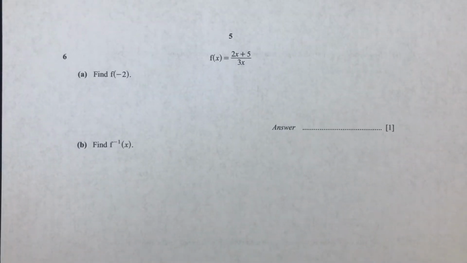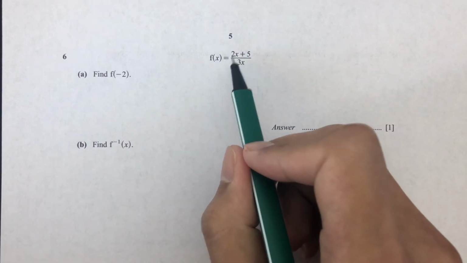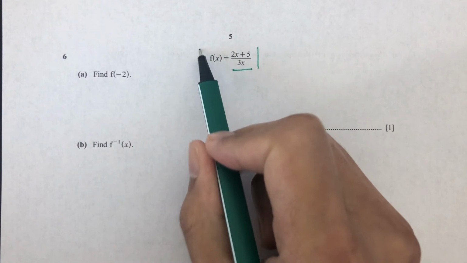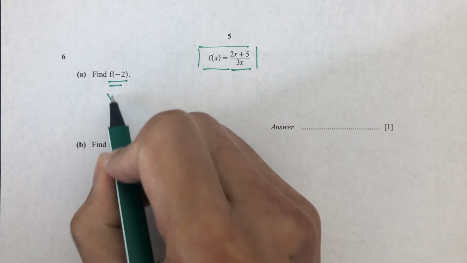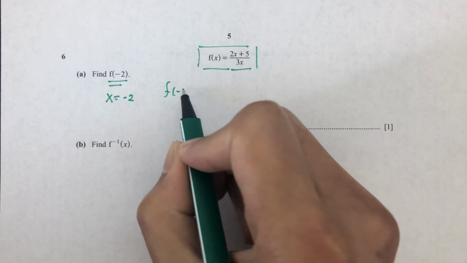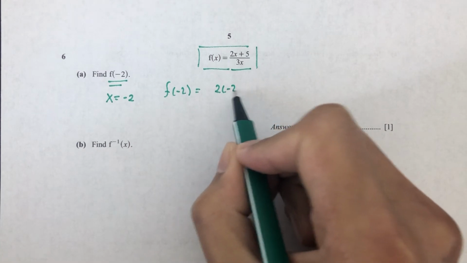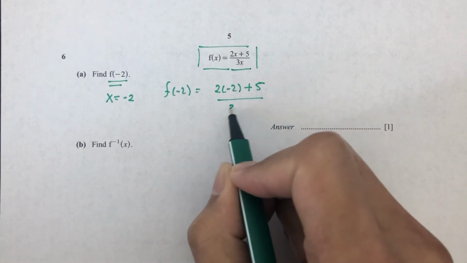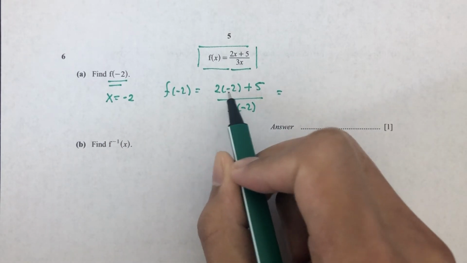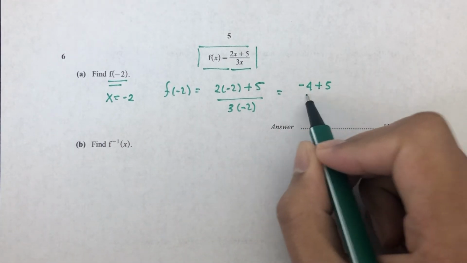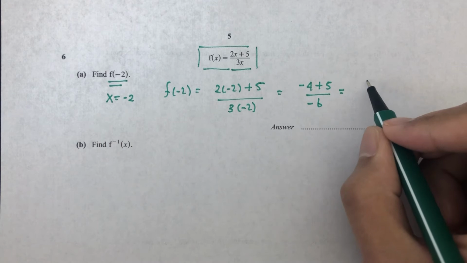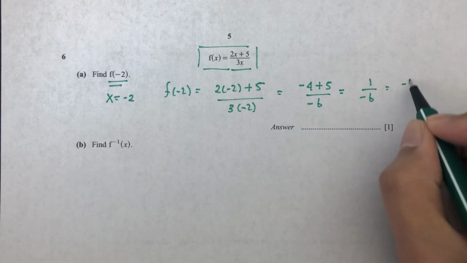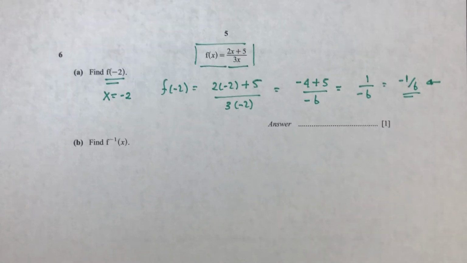Okay, so now moving on to question number 6. What do we have? We have a function f of x is equal to 2x plus 5 over 3x. That's the function. Find f of x equal to minus 2. So we just have to replace the value of x by minus 2. So f of minus 2 will be 2 times minus 2 plus 5 divided by 3 times minus 2. So 2 times minus 2 is minus 4 plus 5, divided by 3 times minus 2 is minus 6. So minus 4 plus 5 is 1 over minus 6. It will be minus 1 over 6 for the answer of part A.